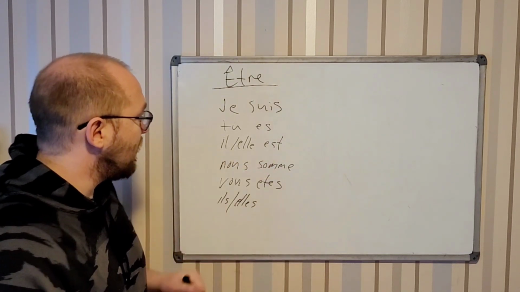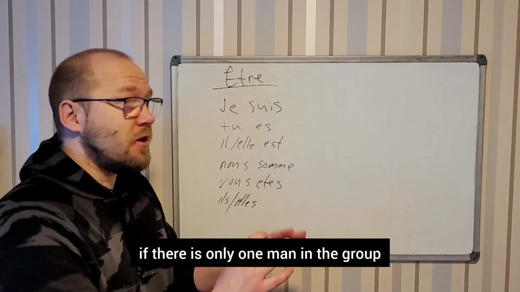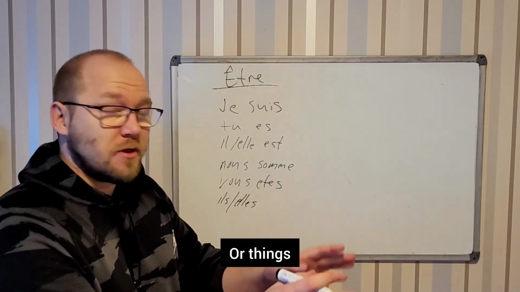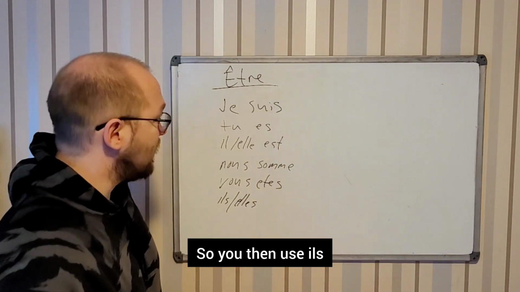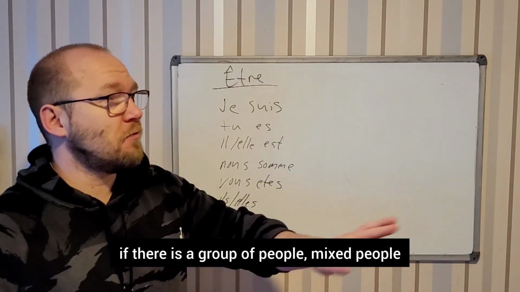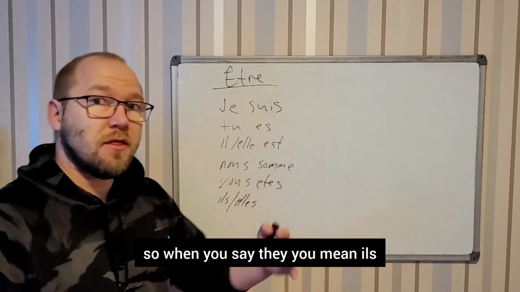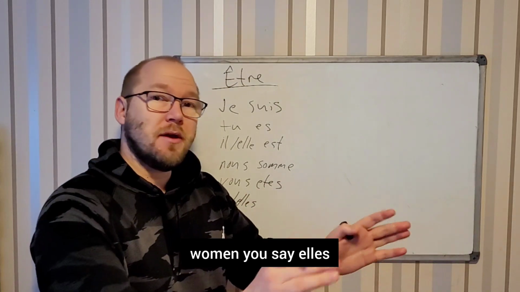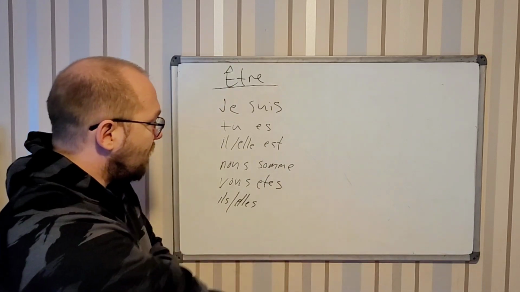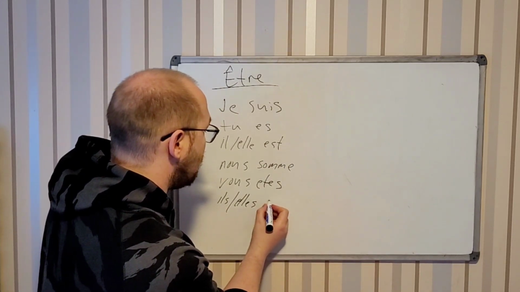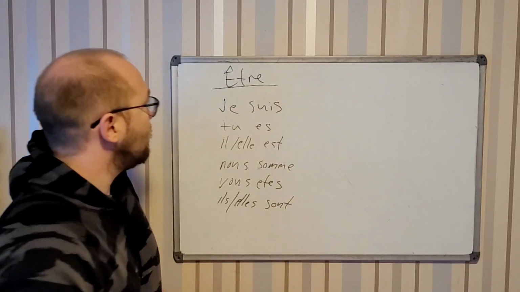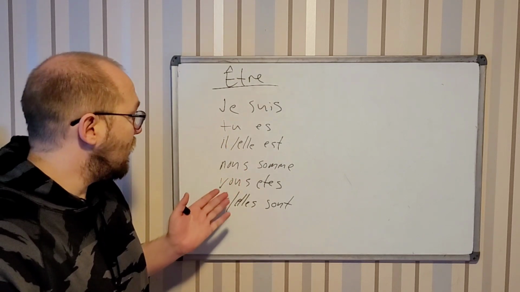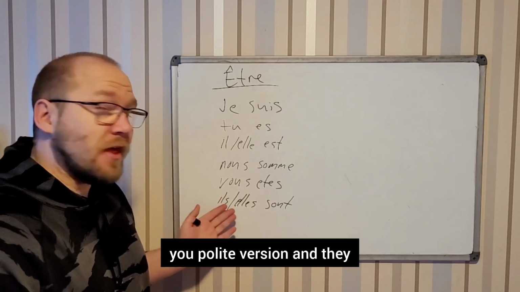Same here, ils, elles. But you always use ils if there is only one man in the group, amongst women, for example, or things. So you then use ils. So it's easy to remember: if there is a group of people, mixed people, when you say they, you say ils. But if there's only a group of women, you say elles sont. I, you, he, she, we, you, polite version, and they.